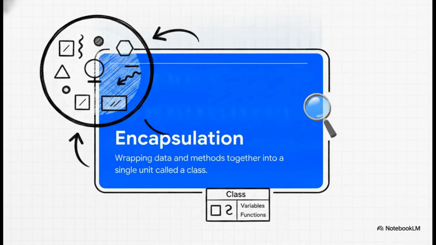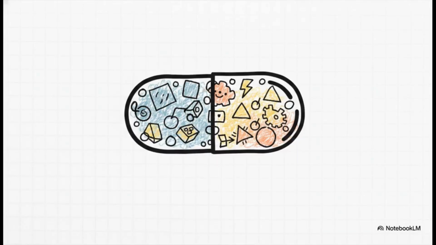Well, encapsulation is essentially the process of wrapping data, which, in programming we call variables, and methods, or functions, together into one single cohesive unit. And in object-oriented programming, we just call that single unit a class. The easiest way to picture this, just look at the word itself. It literally has the word capsule right in it.